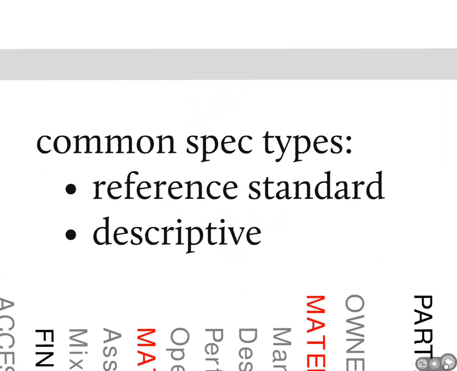And for this type of spec section, the most prevalent forms of specifying would be the reference standard method and descriptive method in terms of just stating what the item is. Right. So if we had something like a cold form metal stud, that might fall into this kind of category. It's usually specified by a reference standard.